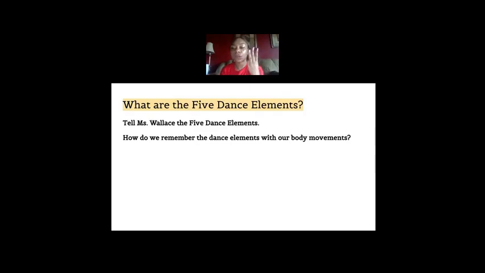What is number 3? We do what to figure out number 3? Right, time. Like we have on a watch and we point to our wrist for time. How do we remember the dance elements with our body? So what is number 4? Space. And we open our arms to show how much space we have. And what is number 5? We just learned this one. Right, it is energy. Okay, good.